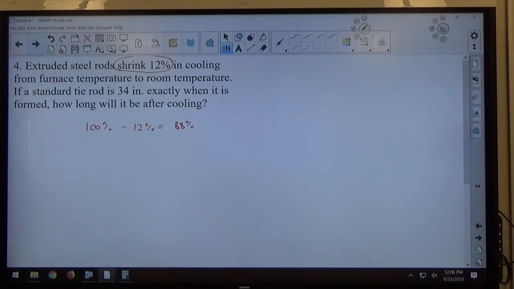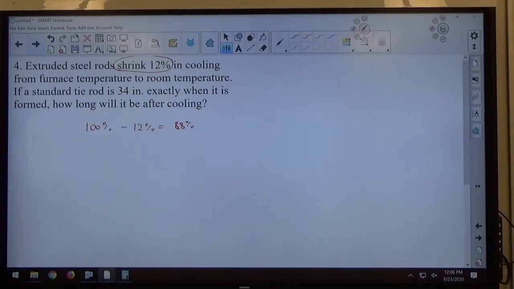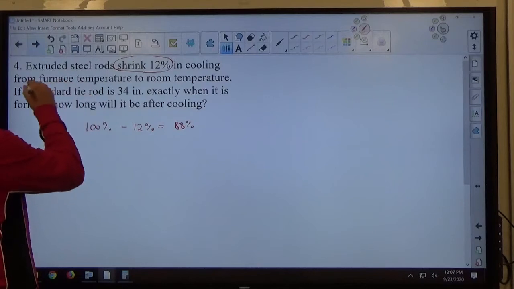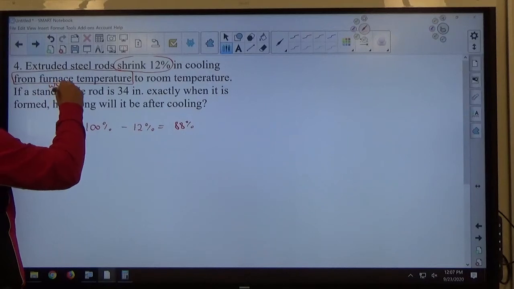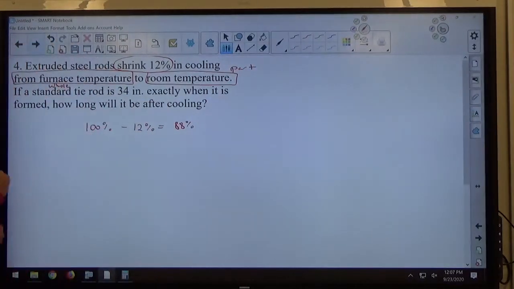Okay? It says they shrink 12% from furnace temperature to room temperature. It's formed at furnace temperature, and it's going to be cooled to room temperature, right? So the original amount is the whole. The furnace temperature of the rod is the whole. The room temperature is the part. As always, part is what percent of whole, right? So when we create the sentence.